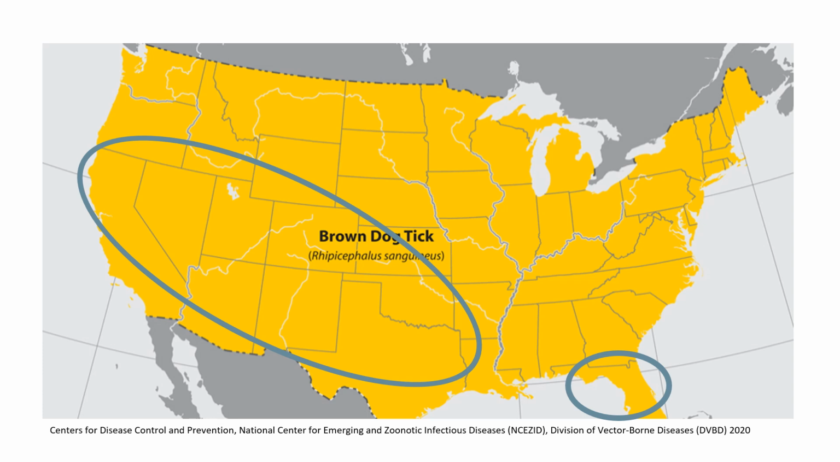The brown dog tick is a home infestation pest. While it is documented throughout much of the country, it is encountered most often in the southwest and southeast, as well as in large cities, and is associated with pet ownership.